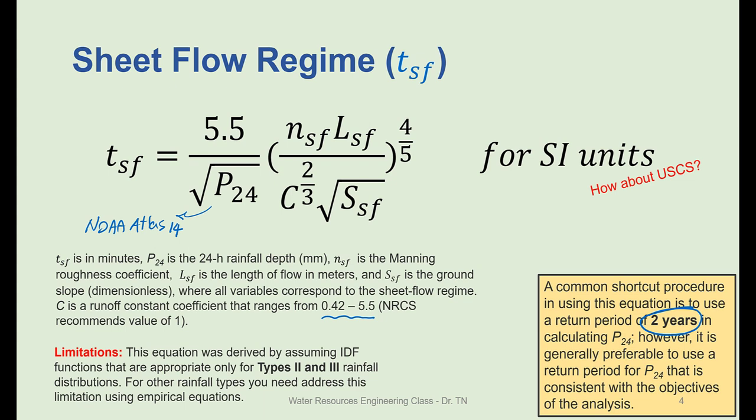Okay, there are limitations to this equation. This equation specifically was developed for type 2 and type 3 rainfalls. You are probably familiar with SCS rainfall types and zones. If the area that you're calculating the sheet flow regime time for is located in type 1 or any other types, you need to use a separate set of equations to calculate T sub SF.